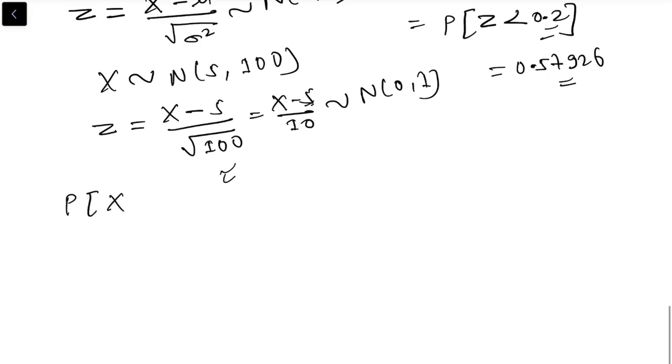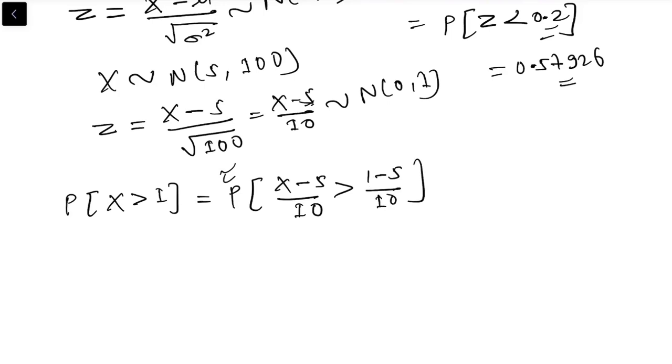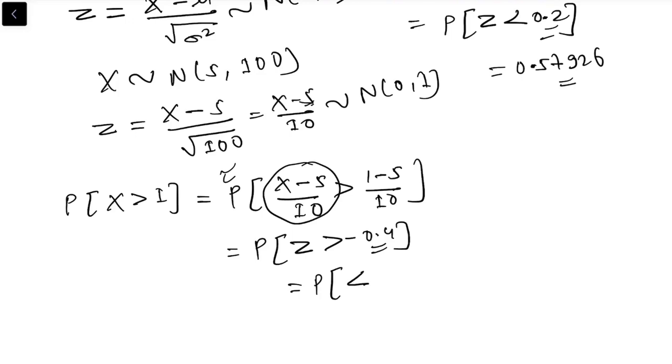Suppose you are given probability x is greater than 1, then we can change this to (x minus 5) divided by 10 greater than (1 minus 5) divided by 10. So this is z greater than minus 0.4. And now remember, we need to change the sign first. So probability z is less than 0.4. Now you can see the inequality sign is the less than, right? So we don't need to change it anymore. And if you look at the value from the table, you'll get 0.65542.